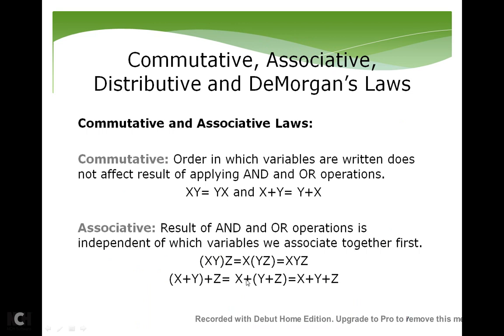Now, we have the commutative and associative laws just like we had in ordinary algebra. So x y is the same as y x, x or y is the same as y or x. Now, with three variables, it doesn't matter which two you AND first or which two you OR first. So we can speak unambiguously about x y z, or x or y or z without brackets.